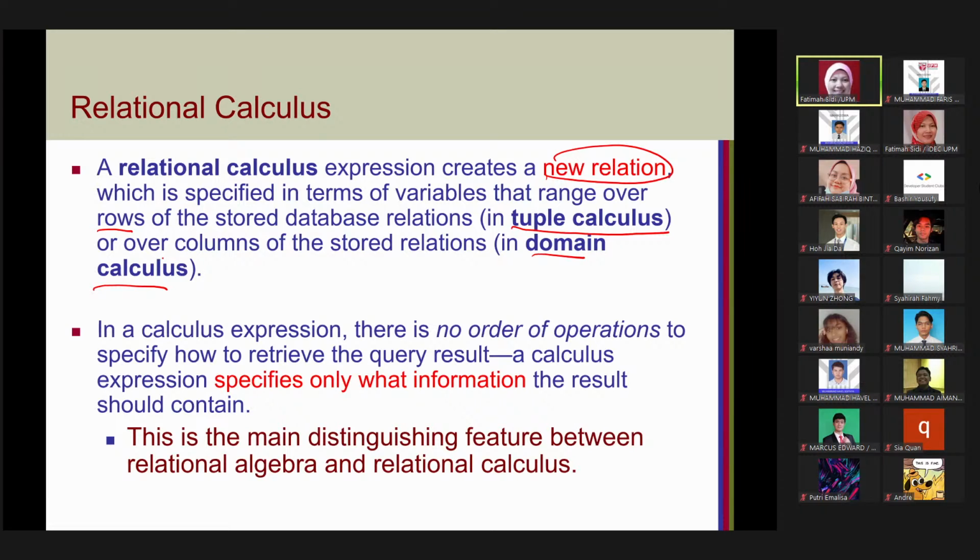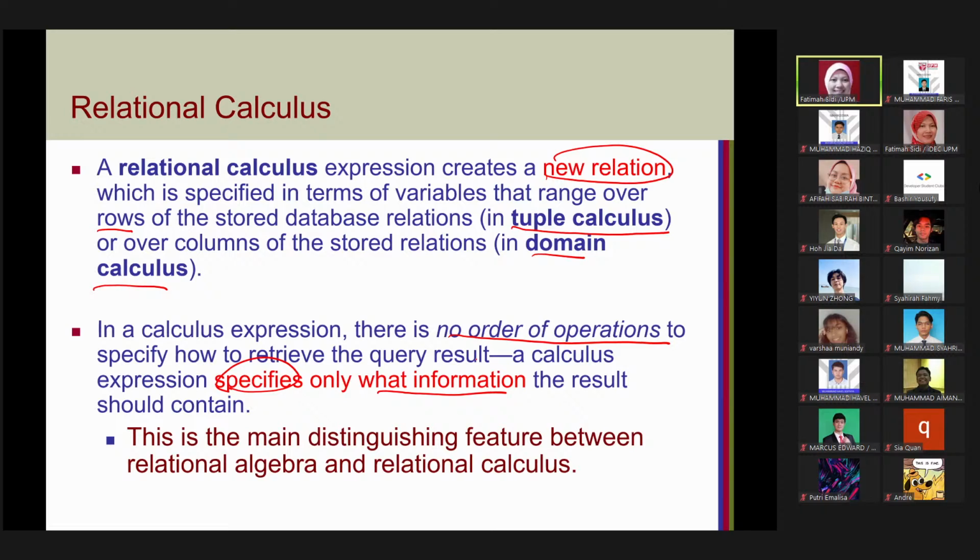Okay. So in the calculus expression, definitely there is no order of operation to specify how to retrieve the query result. So in the calculus expression, we only specify what information the result should contain. That is why it is highlighted here. We only specify what information the result should contain. So we're going to look at an example of how to write a relational calculus as compared with relational algebra.